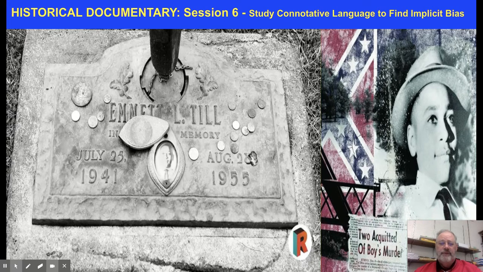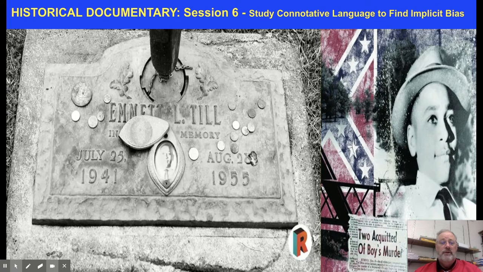This is a grave site and a picture of a young boy named Emmett Till who was beaten to death. This has been about racism. He was 14 years old. And he was beaten so badly, and his face was disfigured so badly that at the funeral, they begged his mom to close the casket, but she wanted to show everyone how ugly the violence was. And so they had an open casket.